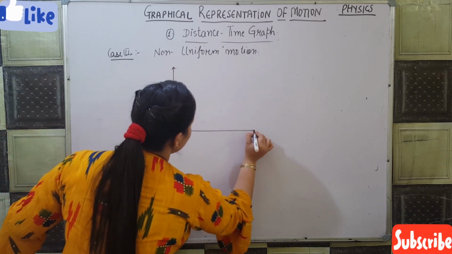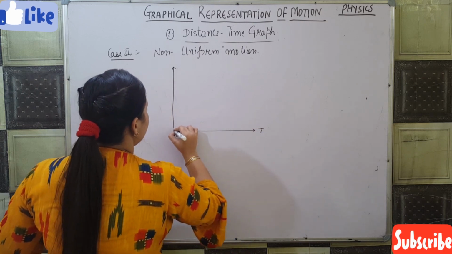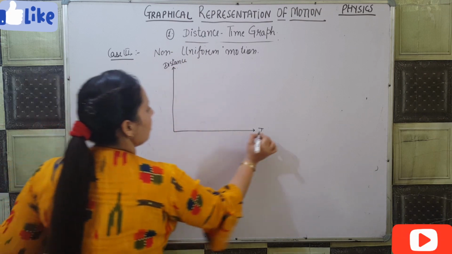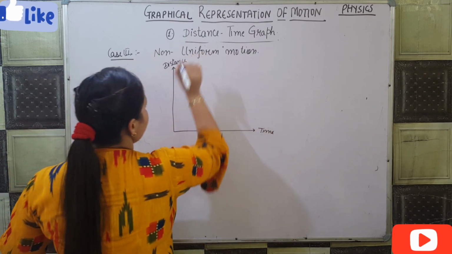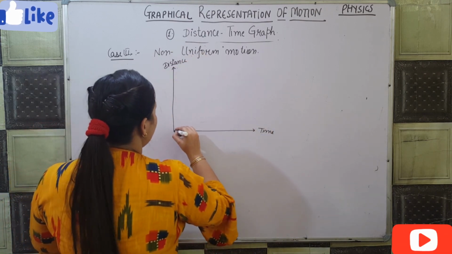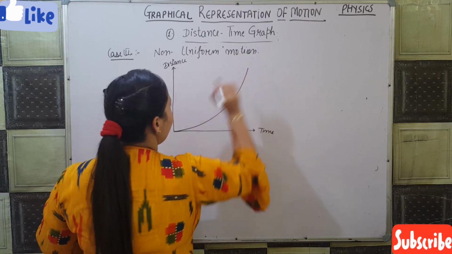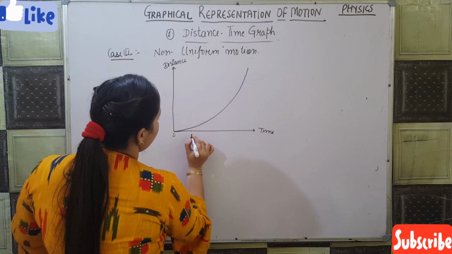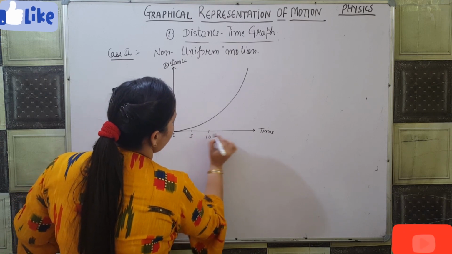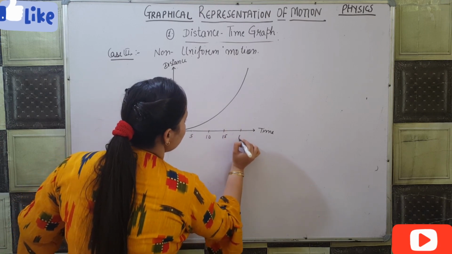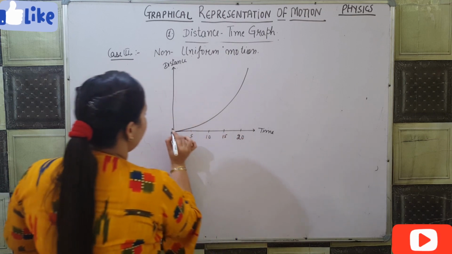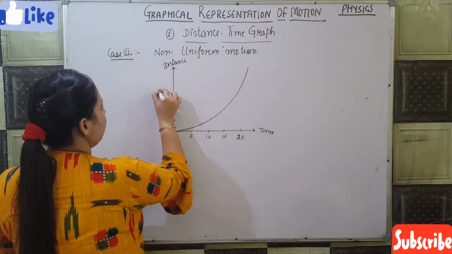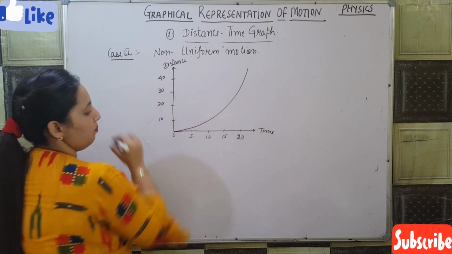It is like this. This is time, and this is distance. The graph for non-uniform motion is a curved line. It is not a straight line. We can find out the slope at different points, or we can also check about this 10, 20, 30, 40.